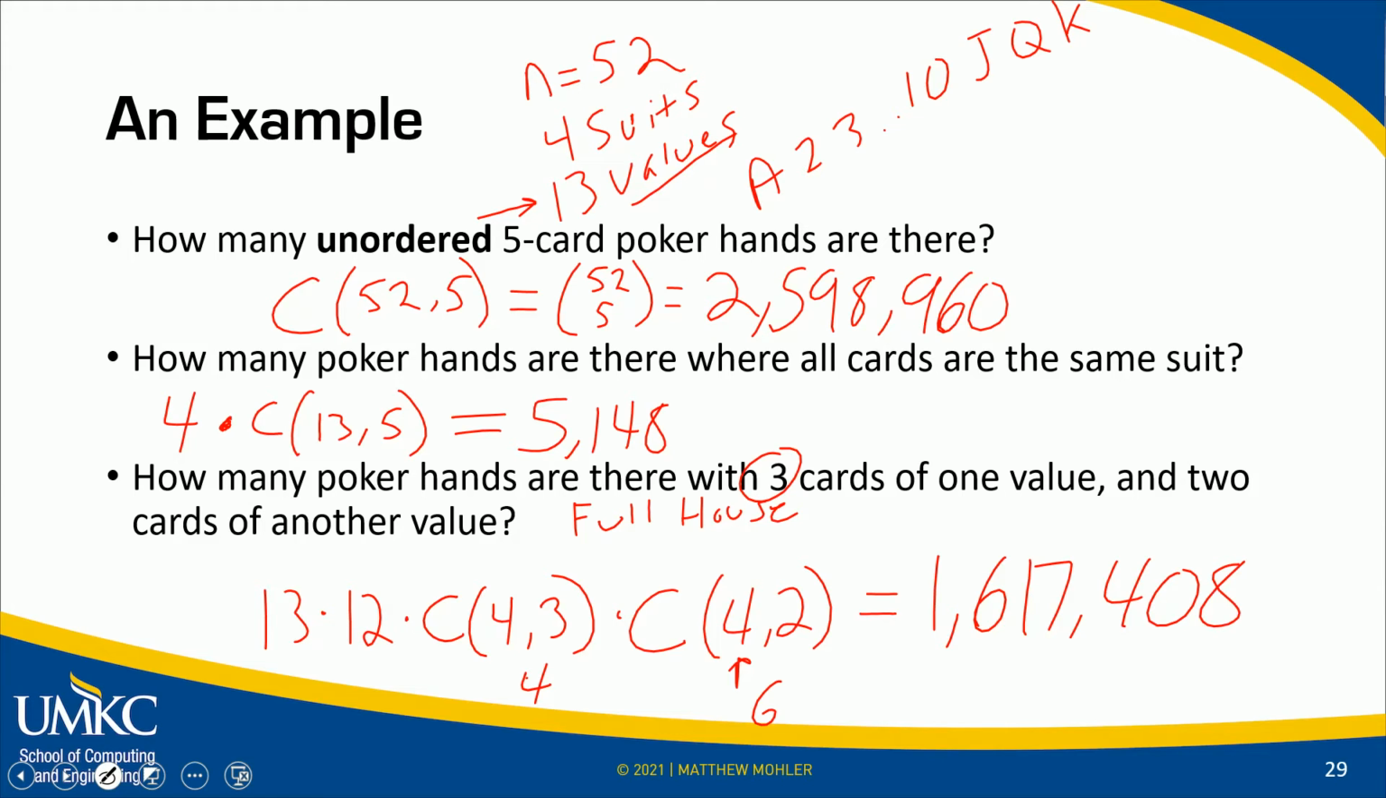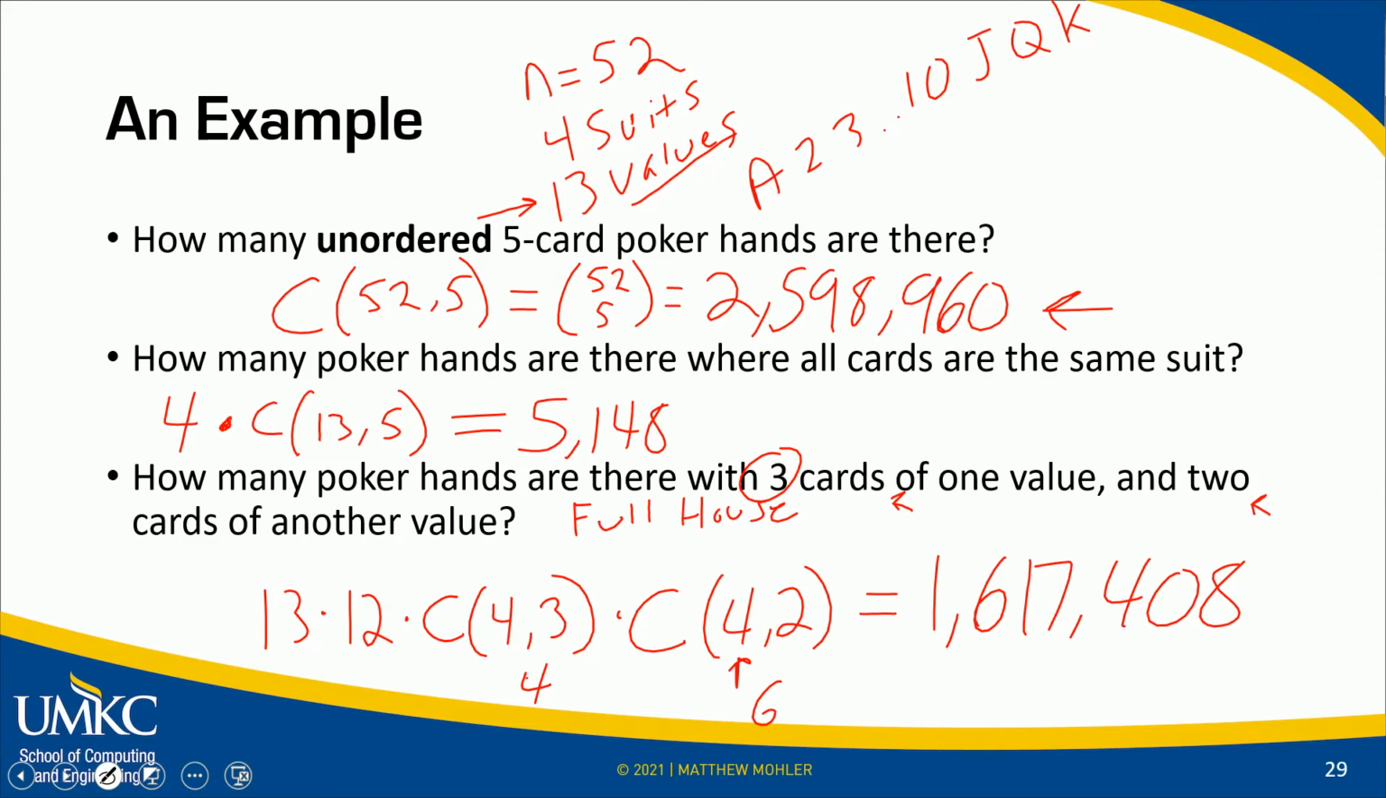1,617,408 possible poker hands where there are 3 cards of one value and 2 cards of another value, which is actually pretty high when you get right down to it, considering that there are 1.6 million out of 2.6 million total card sets that result in a full house. So the odds are in your favor, as it were.